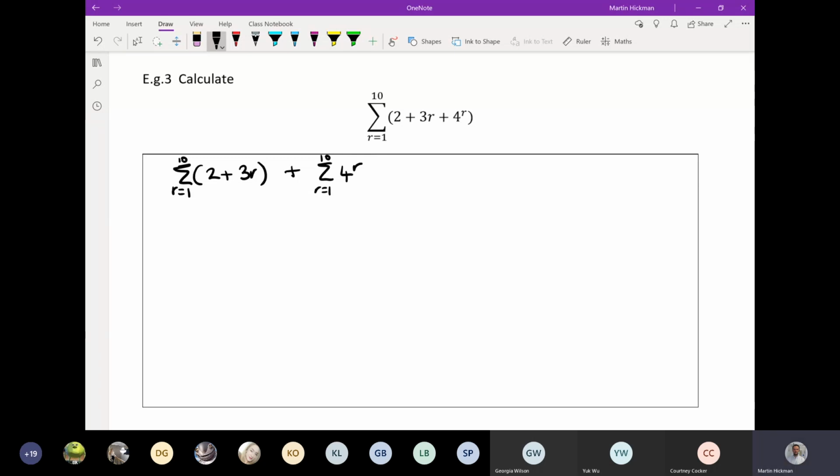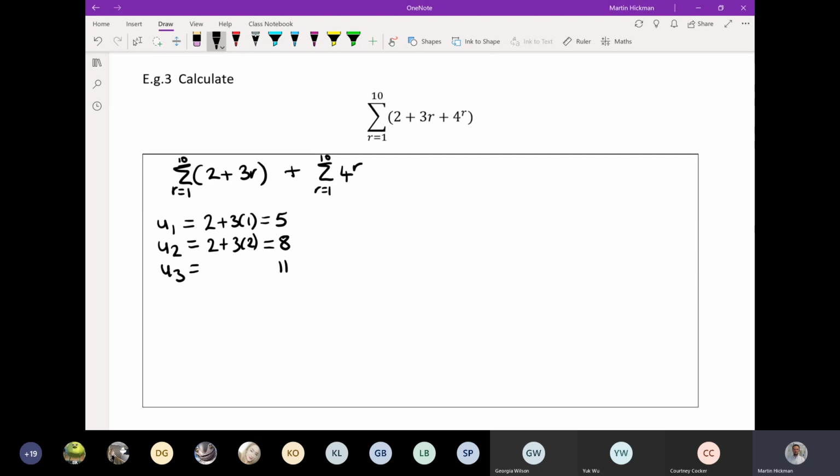Now, I'm going to start with the left-hand side here, or the left term. So firstly, I can find u1, which is going to be 2 plus 3 times 1. So I'm just subbing in r equals 1 into 2 plus 3r here. So that's 2 plus 3 times 1, which is going to give us 5. The second term, that's going to be 2 plus 3 times 2. That's just going to be 8. And then u3, well, that's going to be 11.